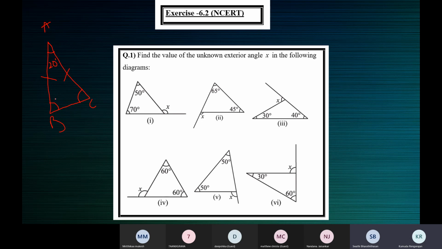So the first thing is, children, which is the angle opposite to AB? Angle C, because I said leave the letters A and B. So angle C is the angle opposite to AB. Which is the angle opposite to AC? Angle B. I hope we're all clear with that. We should identify the angles opposite to the equal sides.